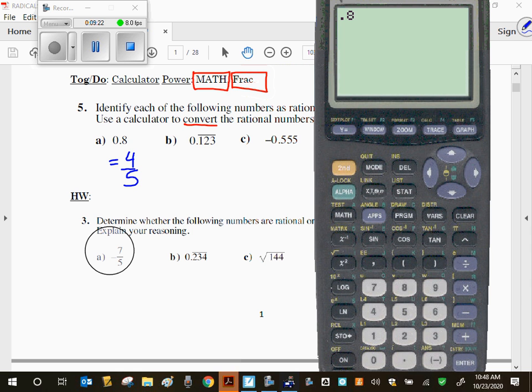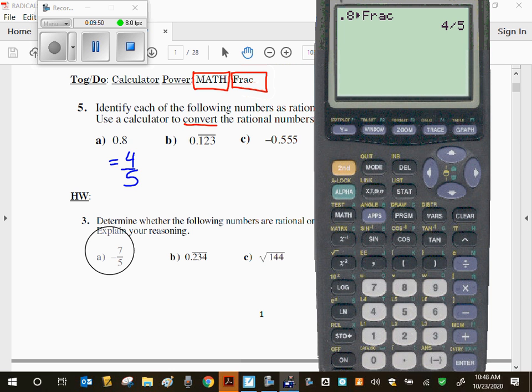So where's your math button, somebody? Top left, yep. So your math button is right under your green button. So you press math, and then it goes right to fraction. So you press enter, and then you press enter again. Perfect. So that's your setting.